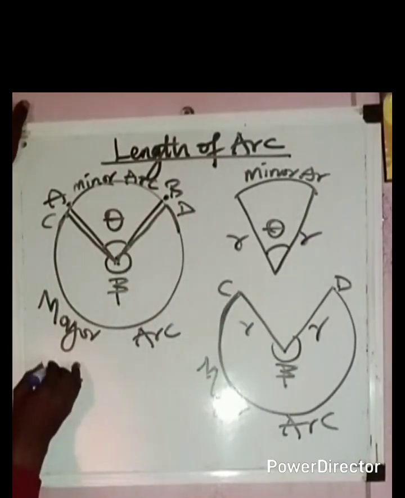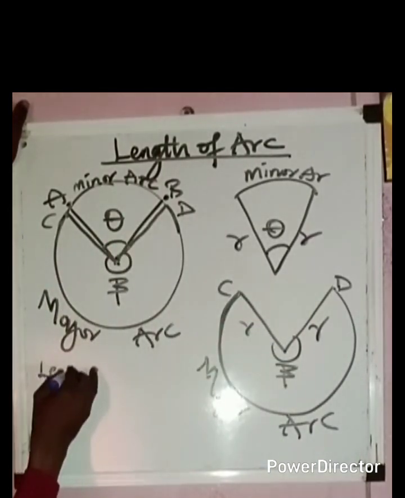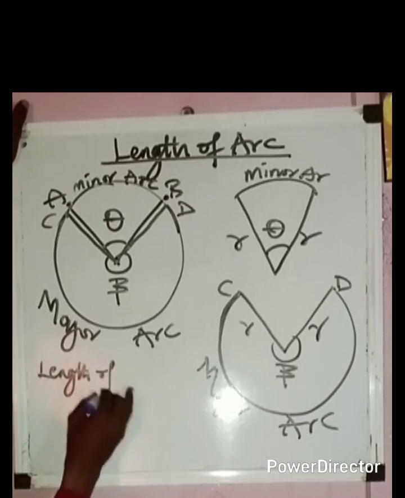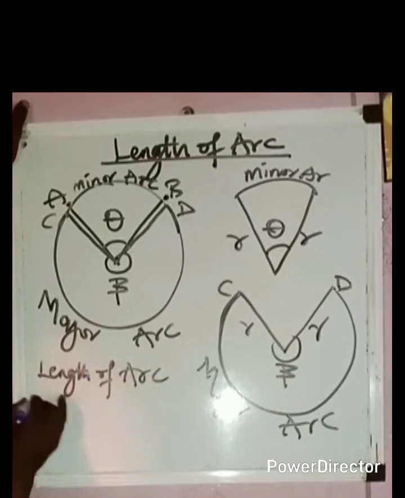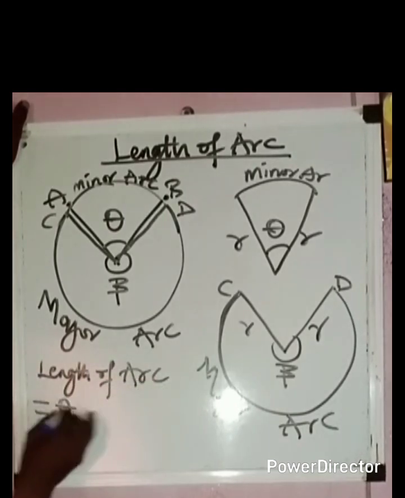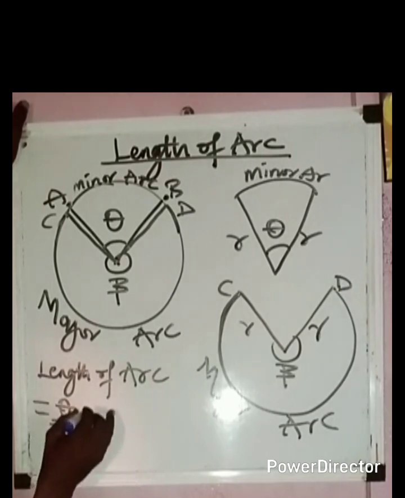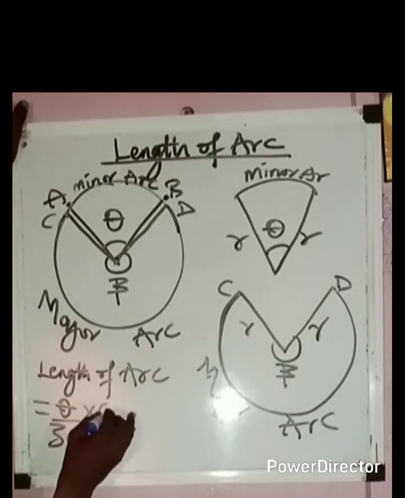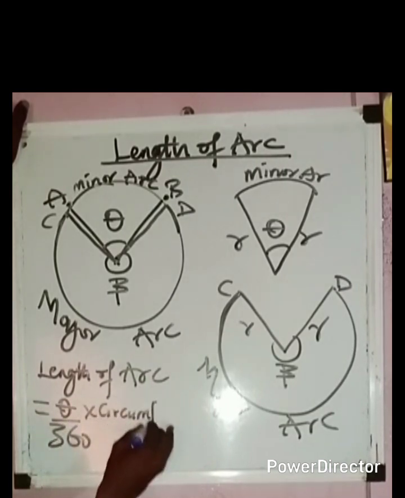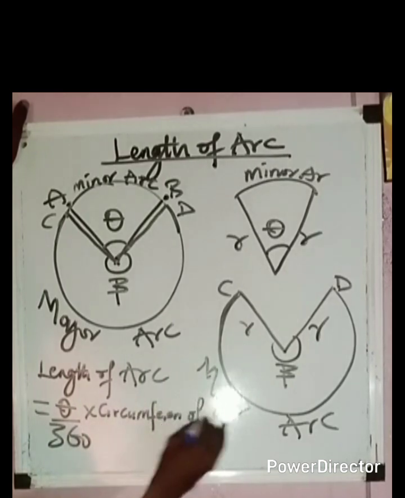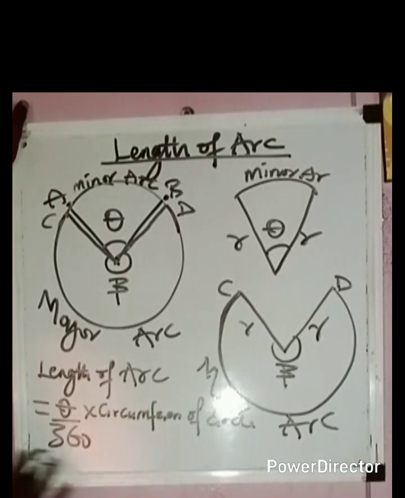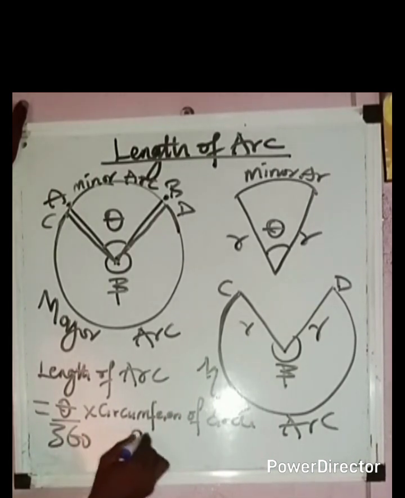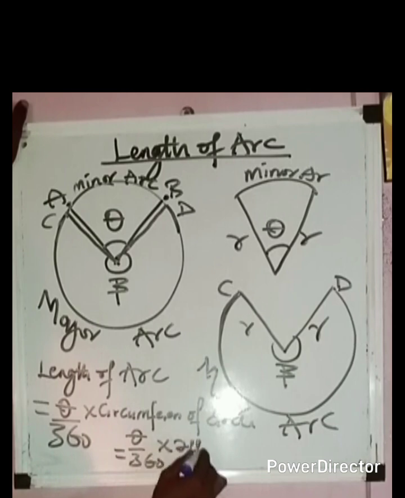So we have the length of arc is given by theta over 360 times the circumference of a circle. Circumference of a circle is 2 pi r, which will give us theta over 360 times 2 pi r.